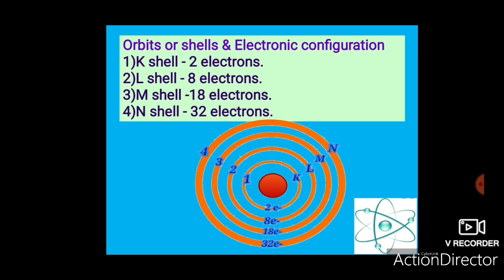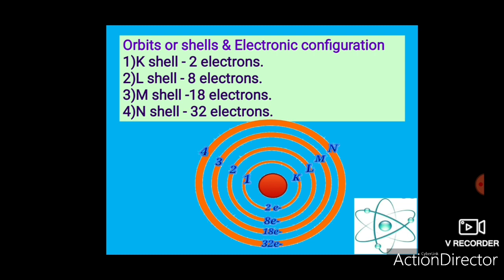The first orbit near the nucleus is called the K orbit or K shell. The second orbit is called the L shell. The third orbit is called the M shell. And the fourth orbit is called the N shell. The K shell can occupy a maximum of 2 electrons. The L shell can occupy a maximum of 8 electrons. The M shell can occupy a maximum of 18 electrons. And the N shell can occupy a maximum of 32 electrons.